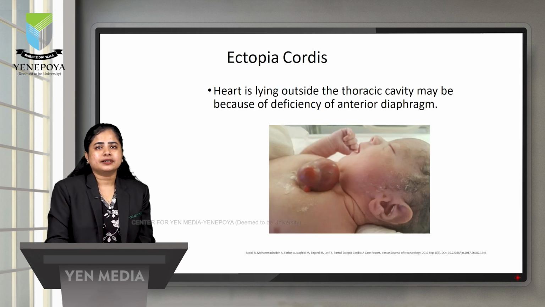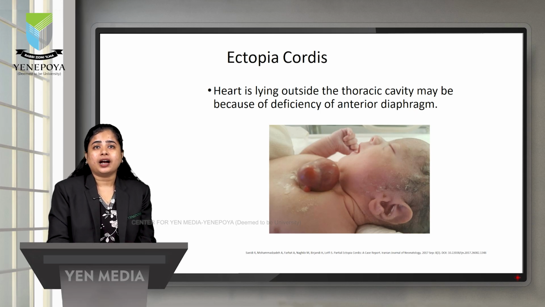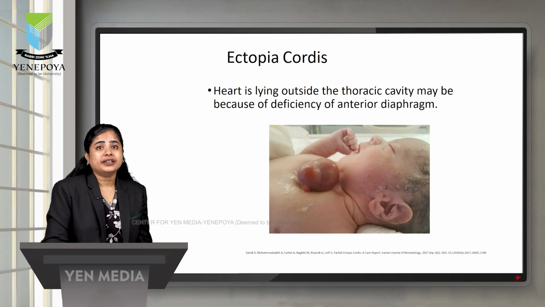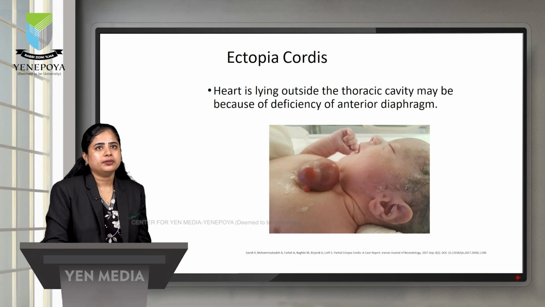This is a rare condition called ectopia cordis, where the heart lies outside the thoracic cavity because of the deficiency of the anterior diaphragm. It is a very rare condition.